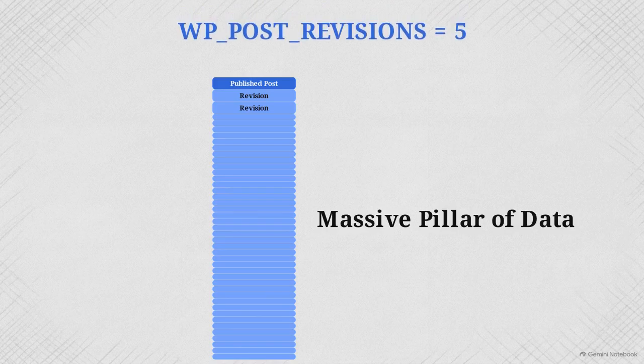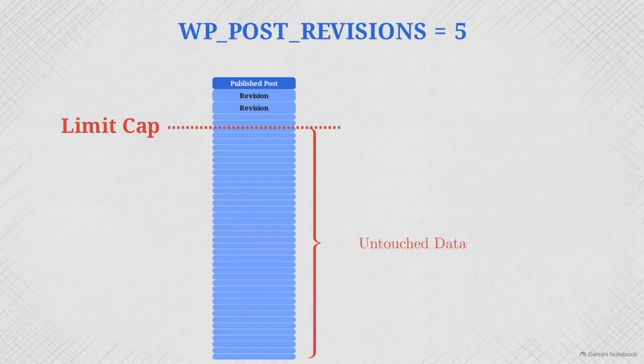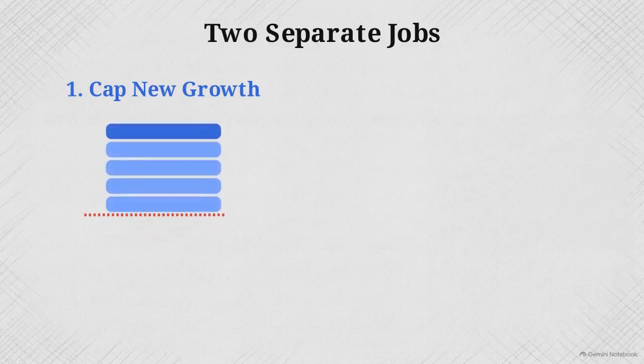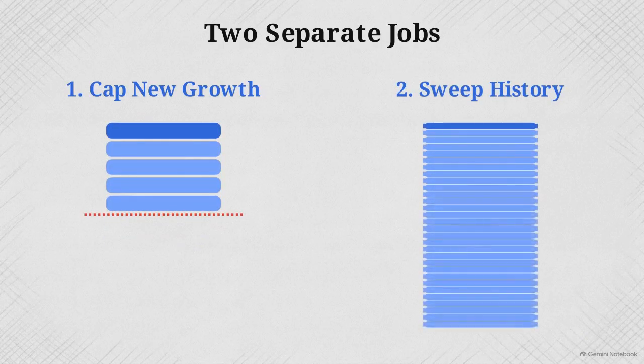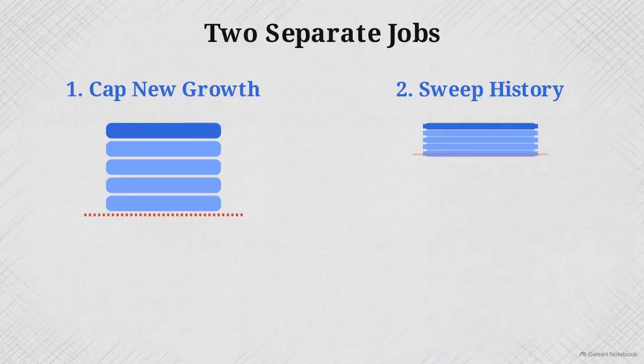A common piece of advice is to add a retention limit in your settings file to fix the bloat. When that horizontal limit line appears, the historical data remains completely untouched. Capping retention deletes 0 existing rows. To actually shrink your database, you must complete 2 separate jobs. First, capping new growth, and second, running a deliberate sweep to delete the historical excess.